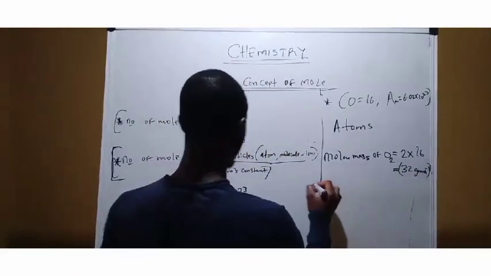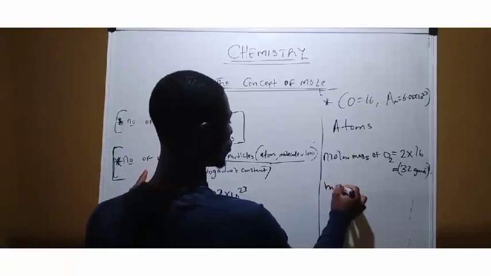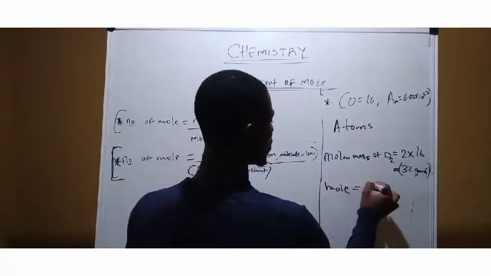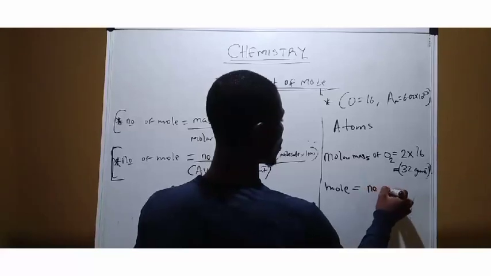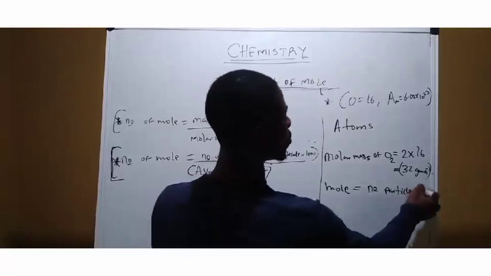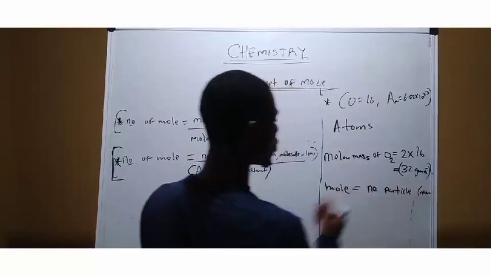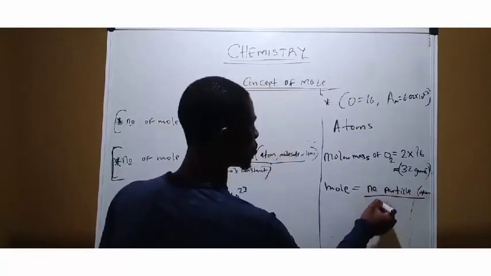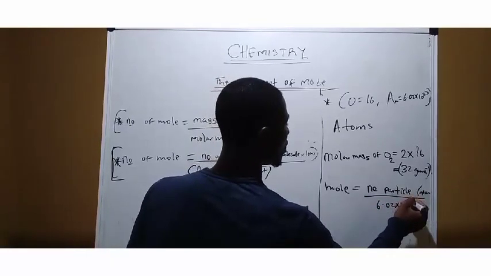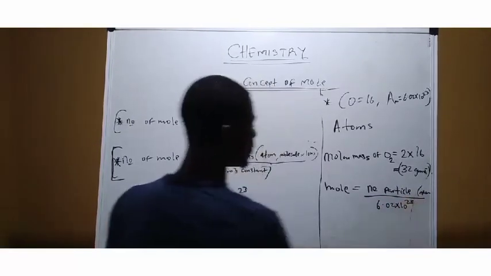So now remember, the number of moles will be equal to the number of particles, which is what we're looking for in this case, atoms of oxygen, divided by Avogadro's constant, which is 6.02 times 10 to the 23rd. Okay.